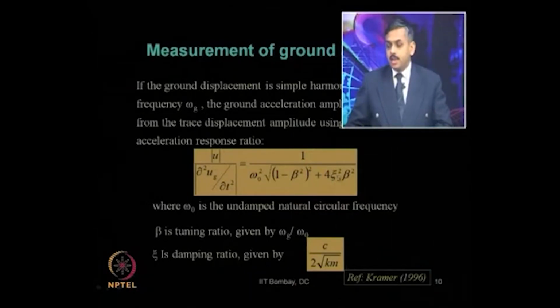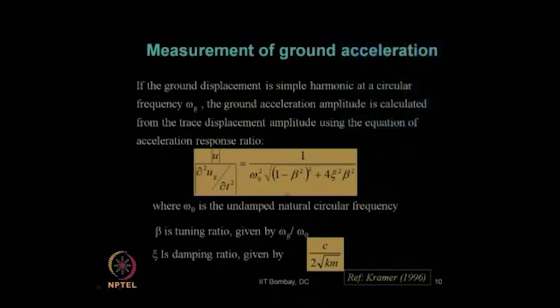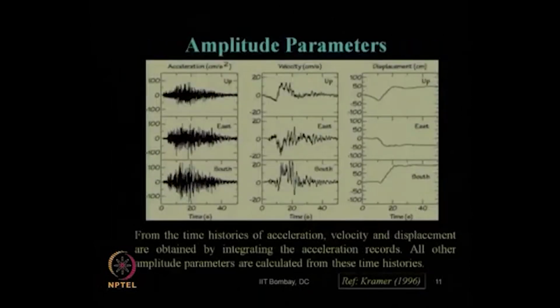And this eta or epsilon denotes the damping ratio, which can be estimated from this expression C by 2 root over K m, and beta is called the tuning ratio, similar to the frequency ratio we have learned in the soil dynamics course, omega g by omega naught. So, this way we can estimate the acceleration response ratio, which is recorded, and also with respect to the ground acceleration, which of course is known to us from the known ground displacement profile.